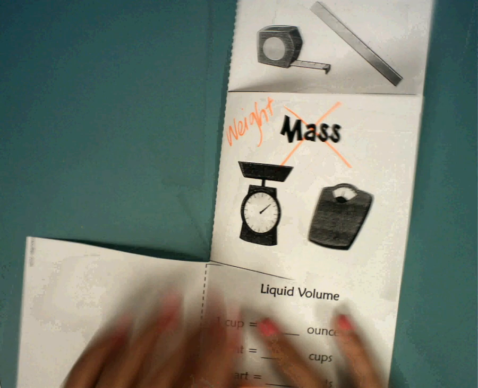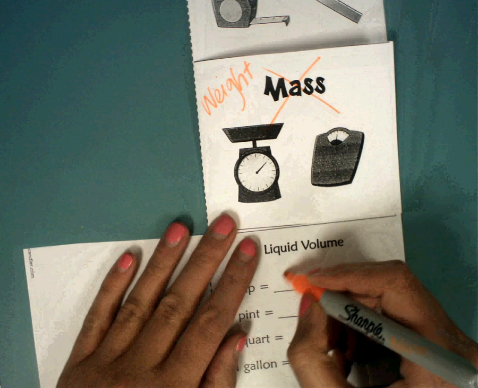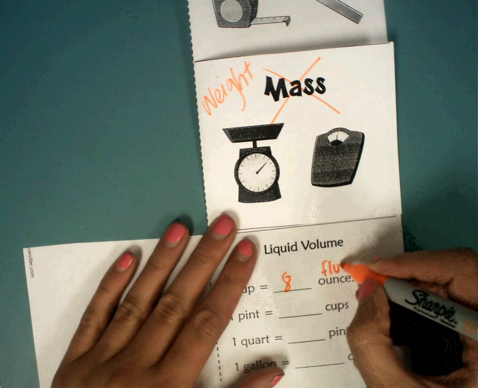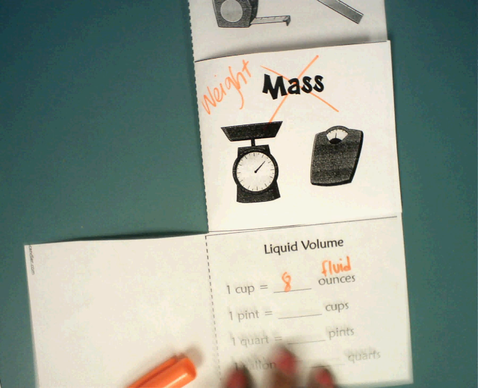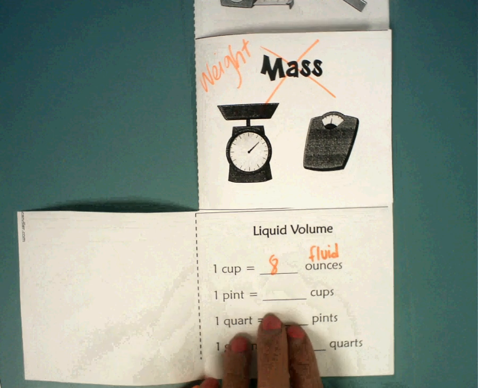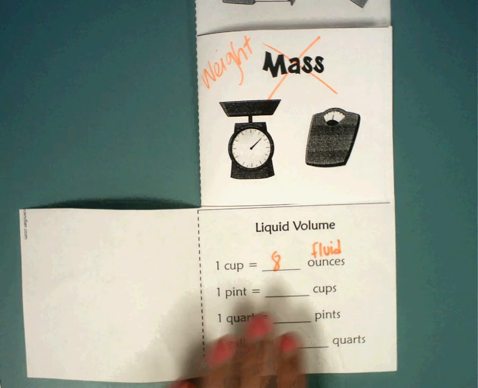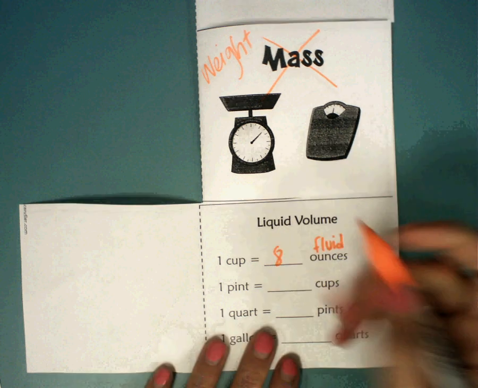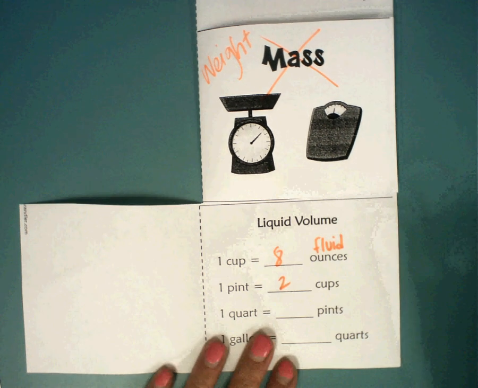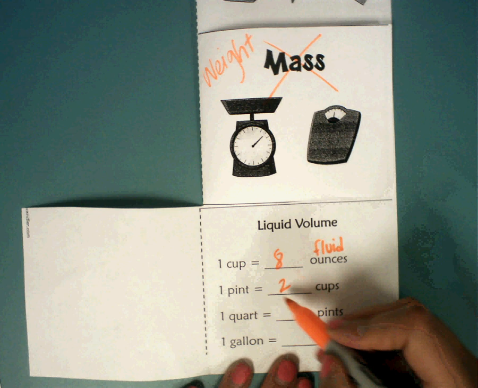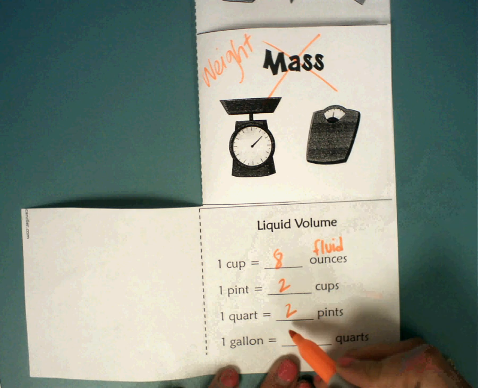Okay? Liquid volume. All right, 1 cup equals 8 fluid ounces. Go ahead and add fluid right there. Fluid ounces. 1 pint equals 2 cups. 1 quart equals 2 pints. And 1 gallon equals 4 quarts.